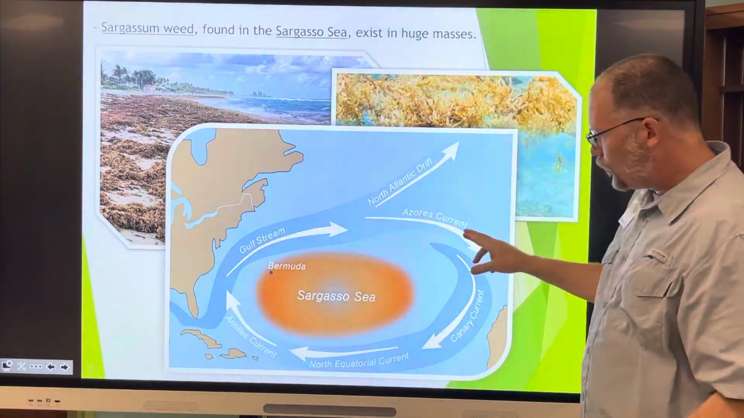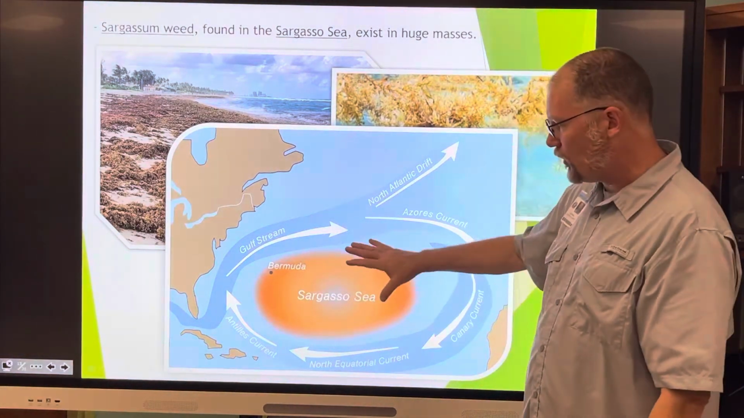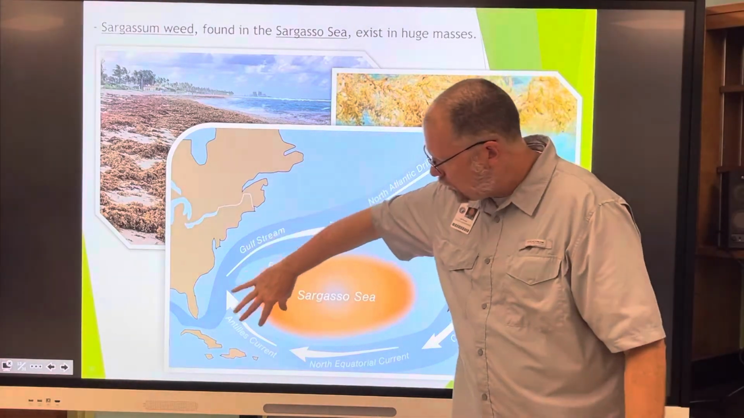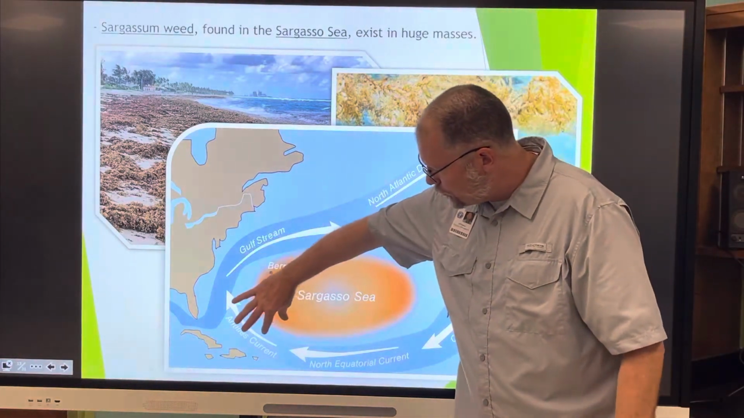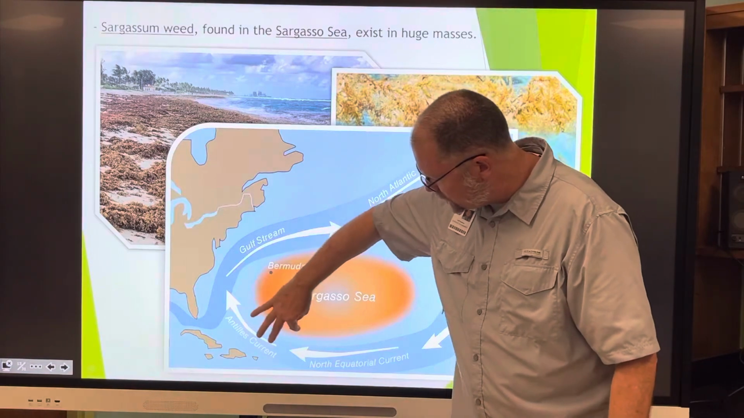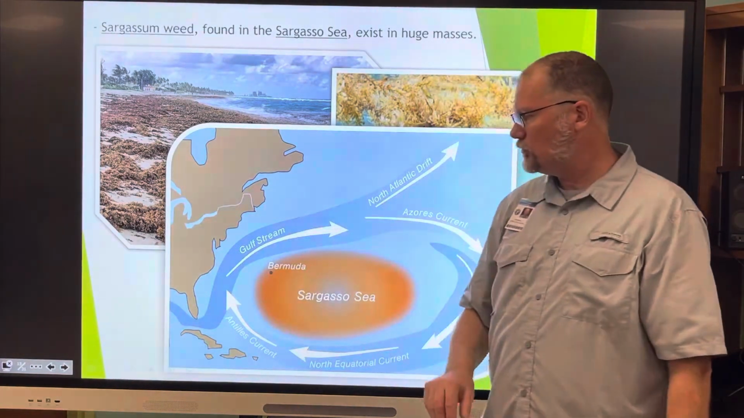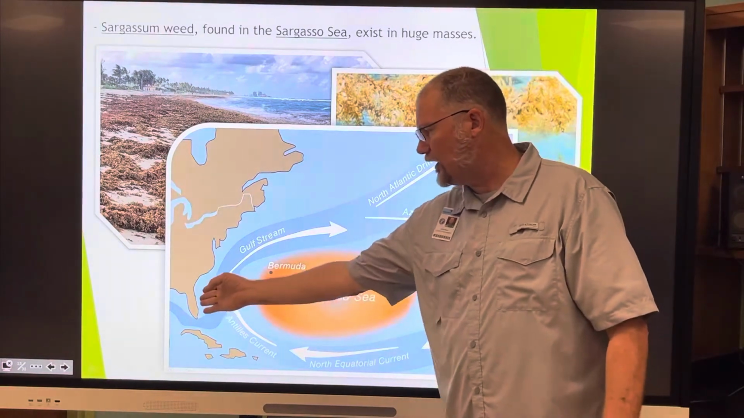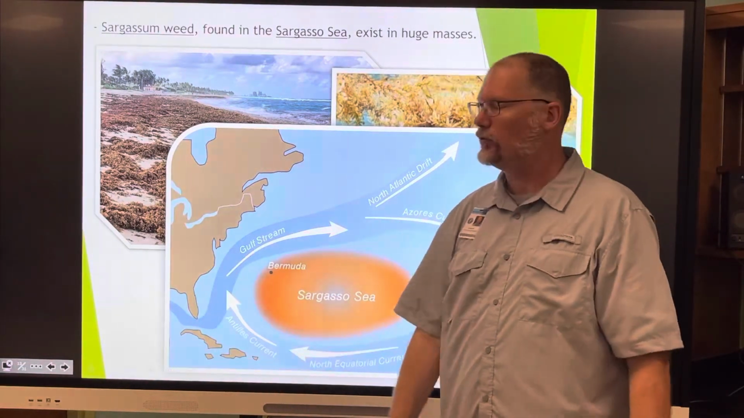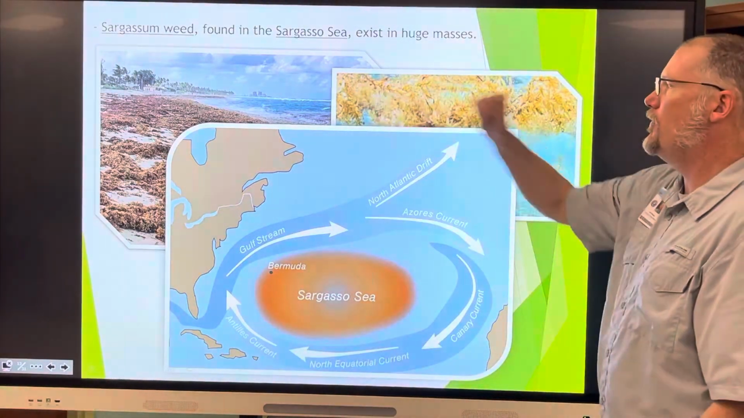Okay, and so what that does, especially when a big storm comes, these currents will wash seaweed from this portion of the sea out of the Sargasso Sea and up on the shore. Okay, and so that's why you get that happening.